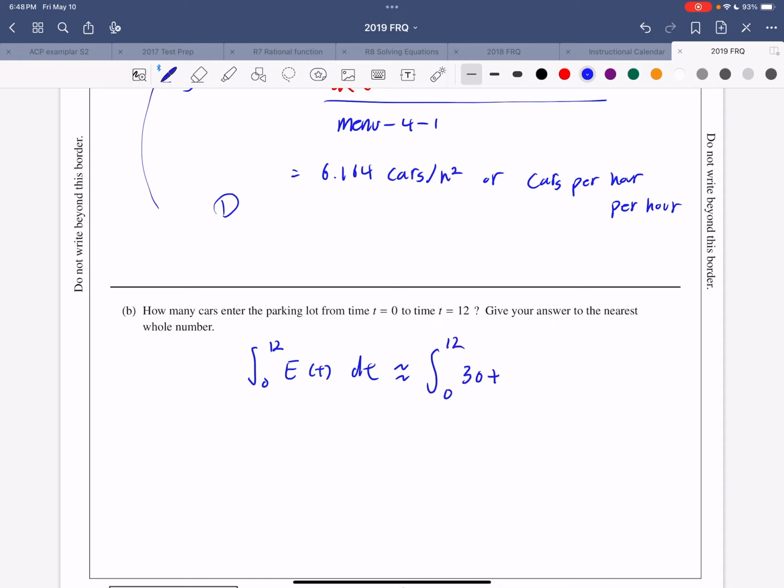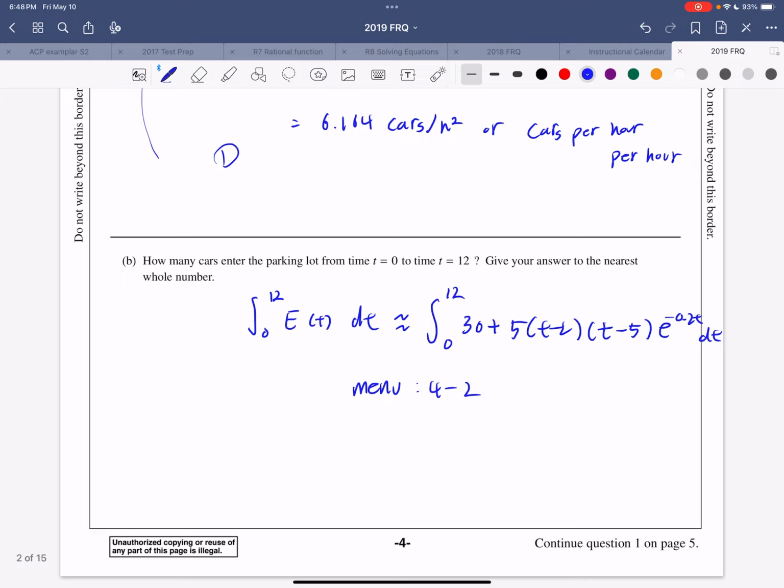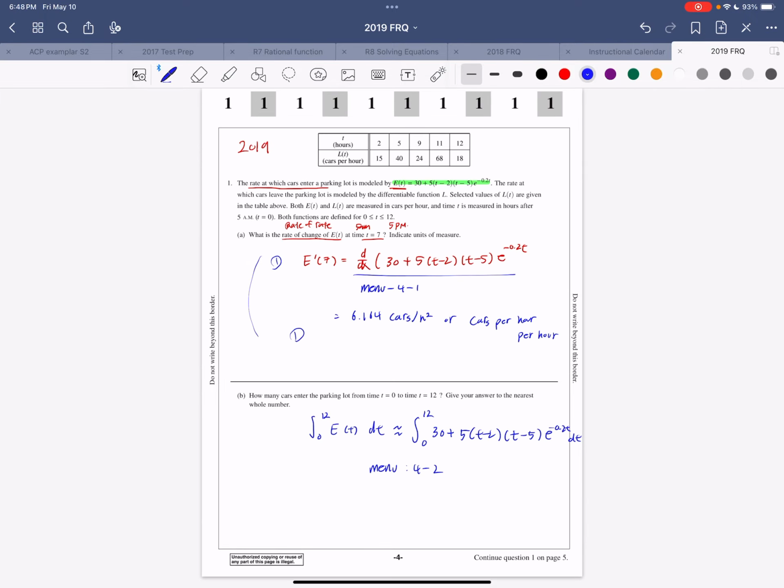30 plus 5t minus 2. I'm not sure if you really have to write the equations down, because in my opinion, e of t should be enough. This one is going to be menu 4 2, and when you do it, you should be able to get the answer. I forgot what the answer is, but I'm going to post the answer key, so it should not be a big problem. That's it for A and B.